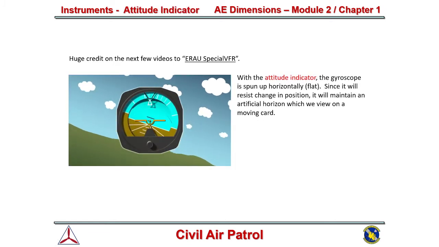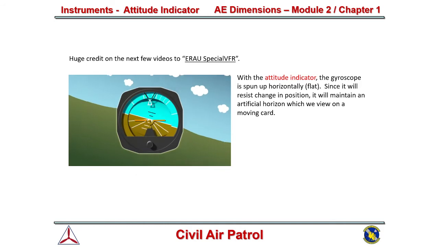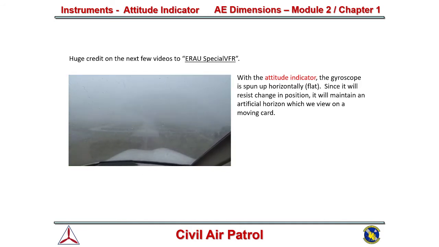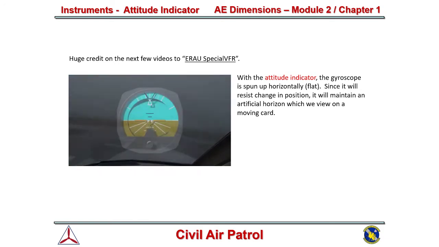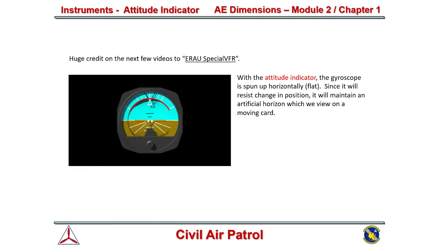Again, big credit to this channel, which created these graphics. So the first thing is the attitude indicator. That's pretty much what everybody looks at most of the time if they're flying. I'm an instrument-rated pilot, so I use that all the time. What happens is that the gyroscope is spun up flat, and since it doesn't want to change position, as you are moving all around, that gives you your artificial horizon.